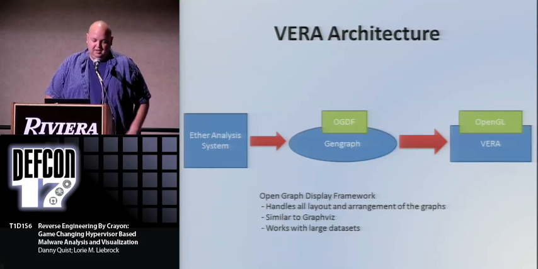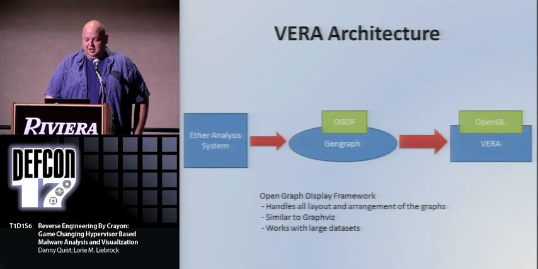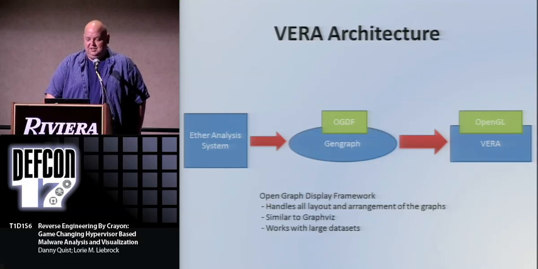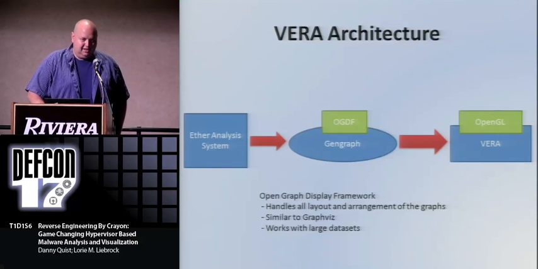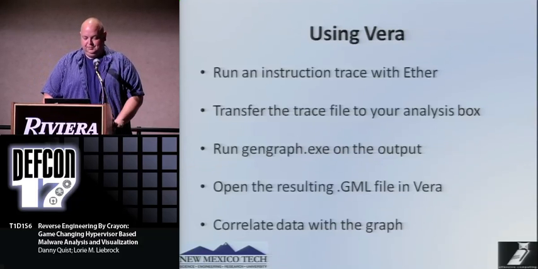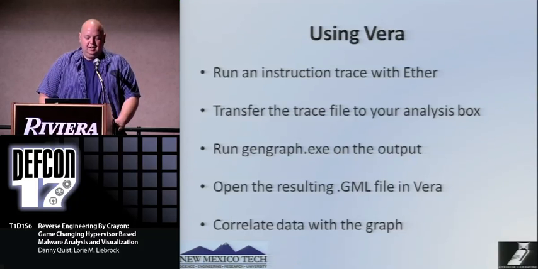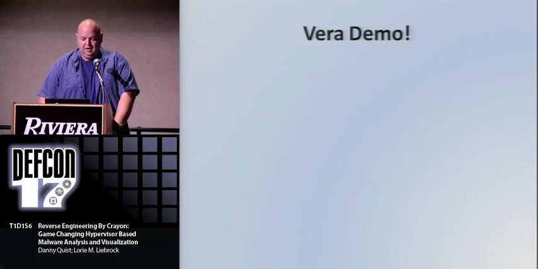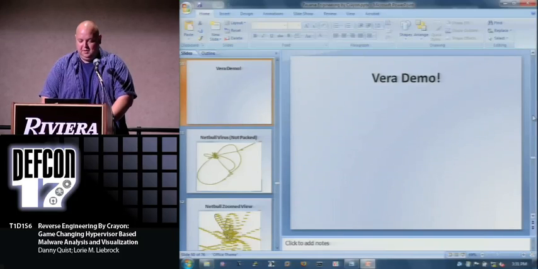But that's okay. Finally, we get to VERA, and VERA is the OpenGL component to this program. What VERA is going to do is actually display this and allow you to start analyzing it. So the basic steps are to run an instruction trace with Ether, transfer that trace file to the analysis box, then run gengraph on that output, and then those resulting GML files, or graph modeling language files, are going to be opened inside of VERA, and then you can use that to actually correlate instructions. Okay, so let's go ahead and do a demo.